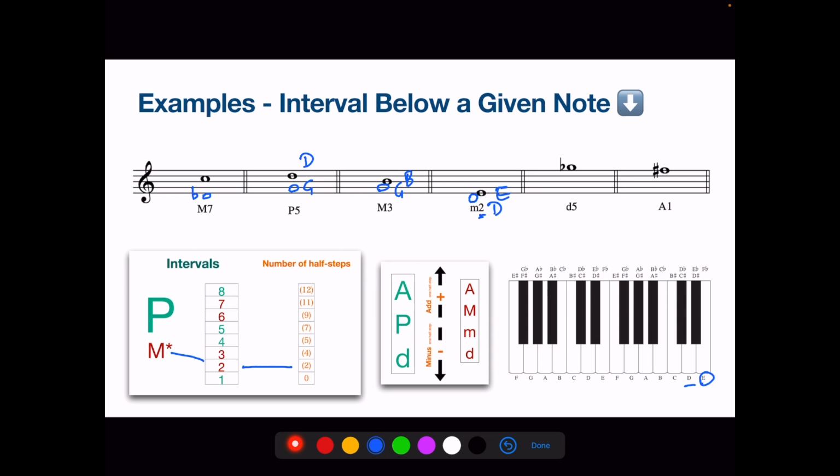So that means a minor second would have how many half steps? Instead of 2, would have 1, right? So 1 half step down. So all you have to do is start counting from E, right here, count down 1 half step, which gets you to this note, and you have to spell it in terms of D.